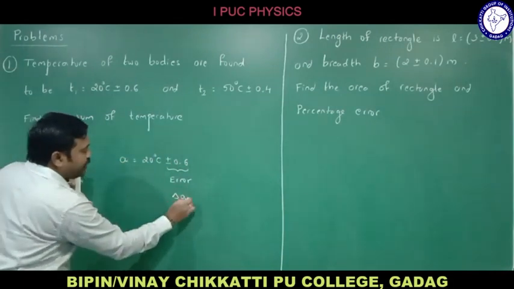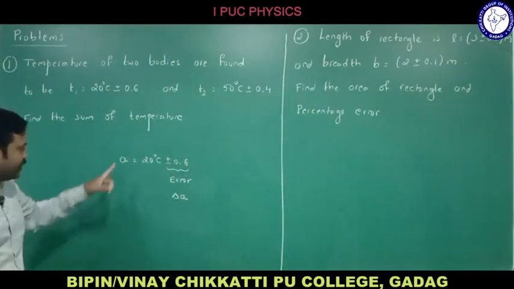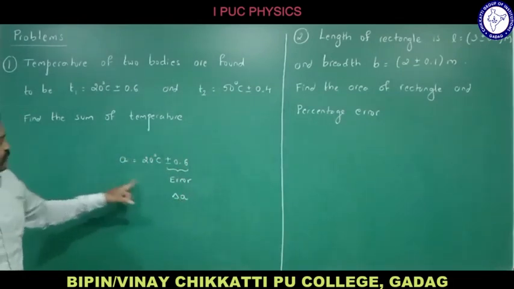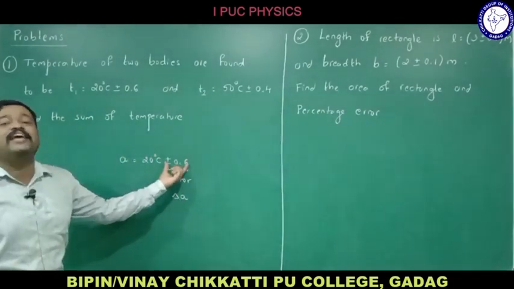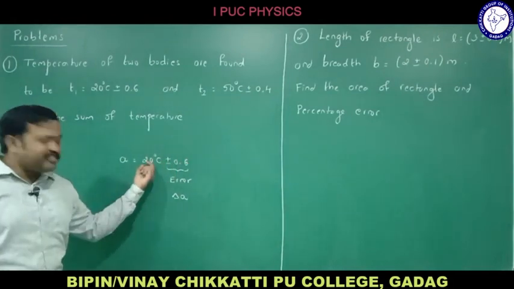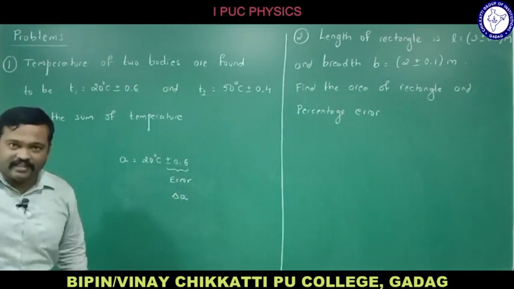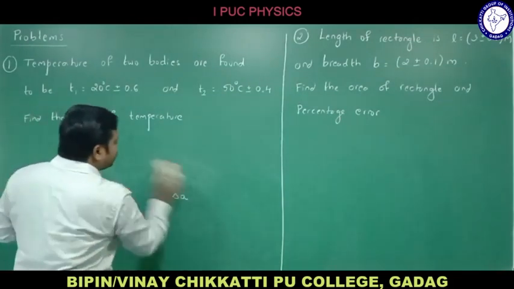If it is A, it is delta A. Did you understand? If it is A, what is this? This is delta A. Do remember, if the quantity is given like this, what is the meaning of this? This is nothing but error. This is error in this quantity, which means it is which error? It is absolute error. So let me take it as delta A. Okay, so after understanding this, let us solve this problem.